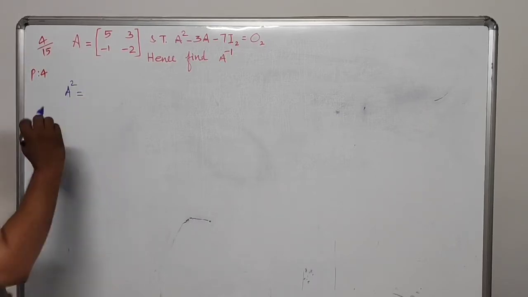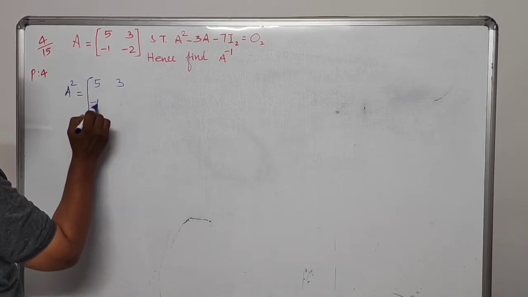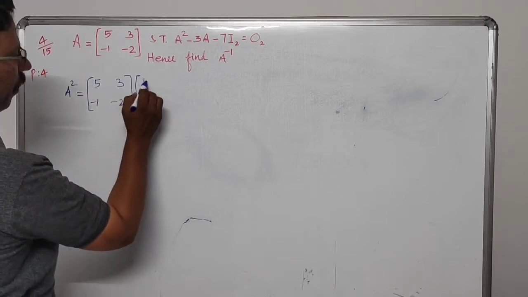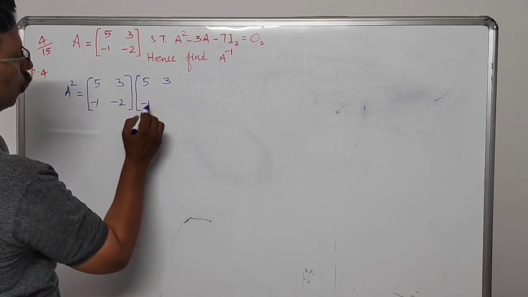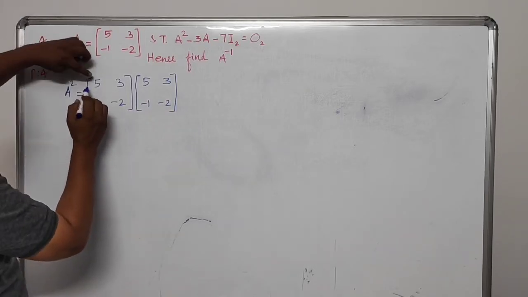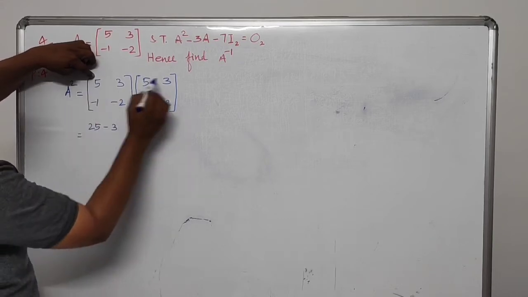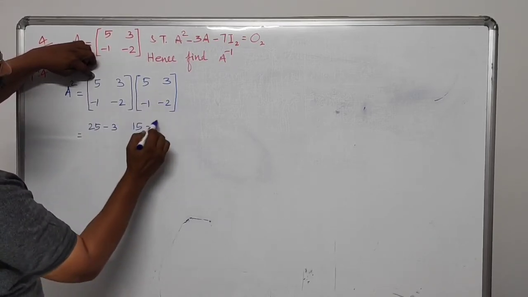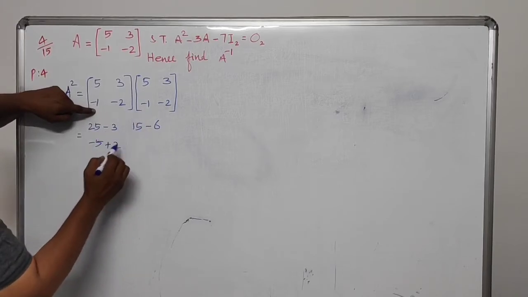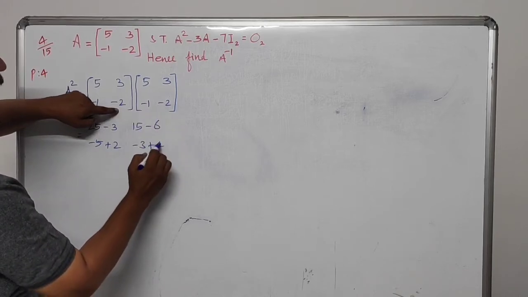A square means, we know very well, A into A. The first matrix A is 5, 3, minus 1, minus 2, into A itself, that is 5, 3, minus 1, minus 2. Now we can multiply these two, row by column. 5 5s are 25, then minus 3. Then here 5 3s are 15, then minus 6. Then minus 5 plus 2. Then we can say minus 3, then plus 4.